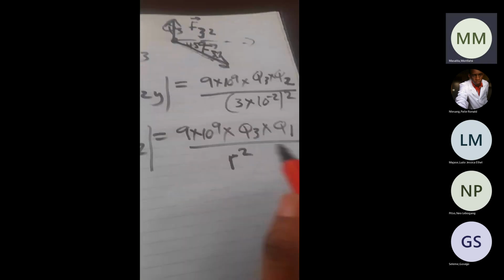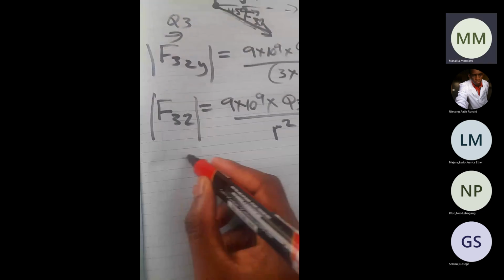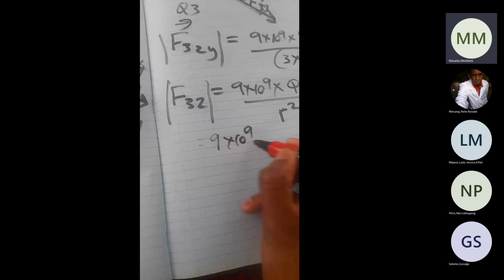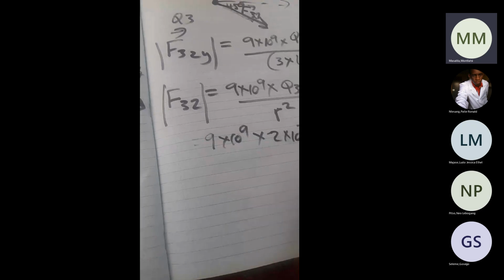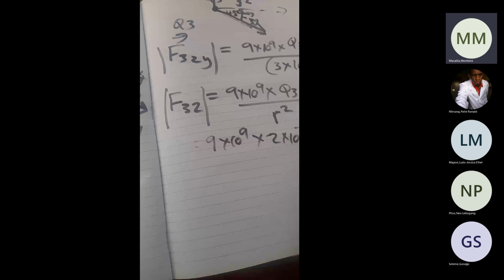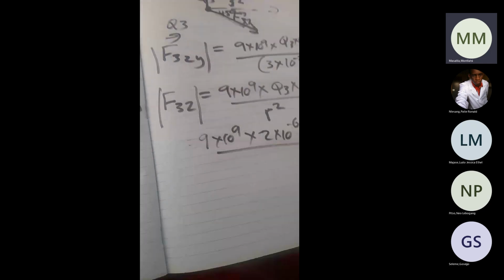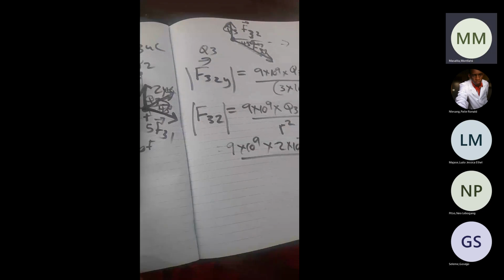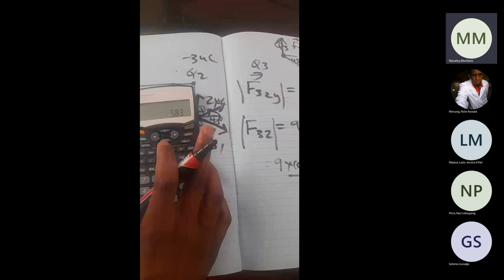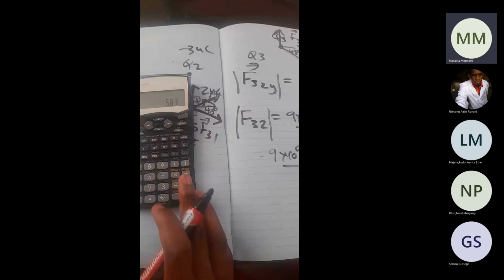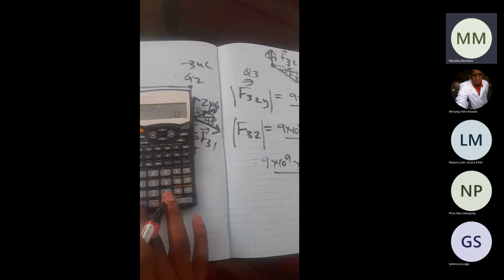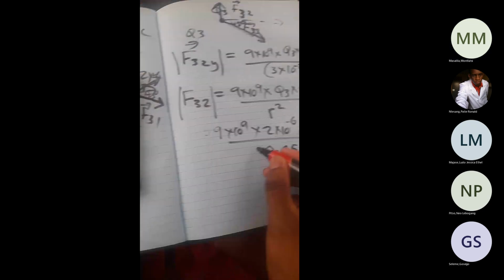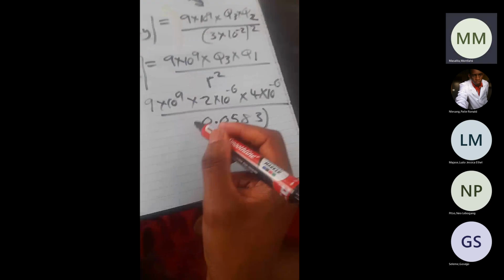9 times 10 to the power 9 times charge 3 is 2 times 10 negative 6, charge 1 is 4 times 10 negative 6 over 5.83. 5.83 is 5.83 centimeters. So we are going to divide by what? By 100. Again, 0.0583, which we are going to square it.